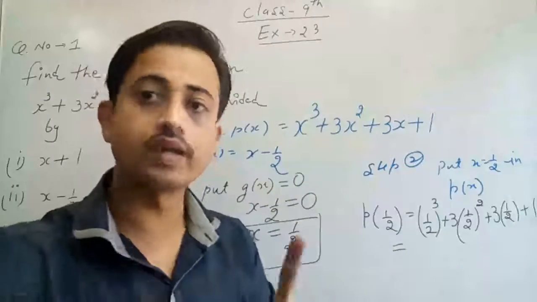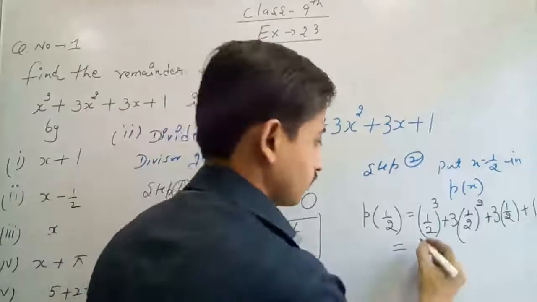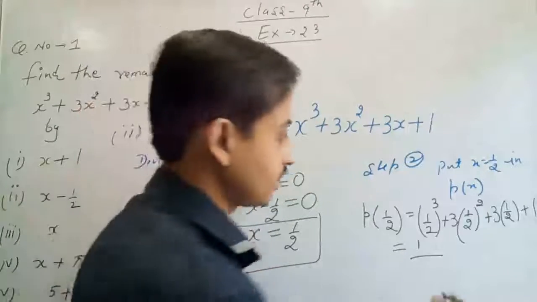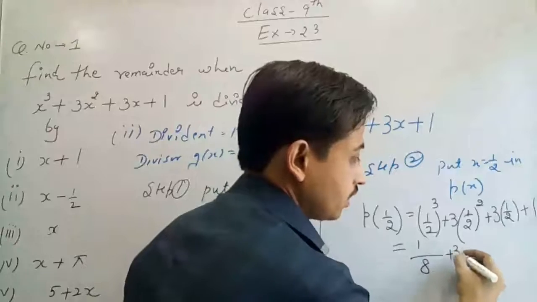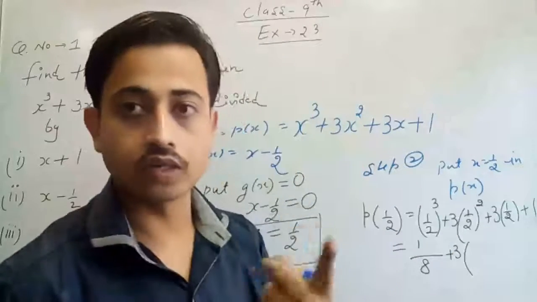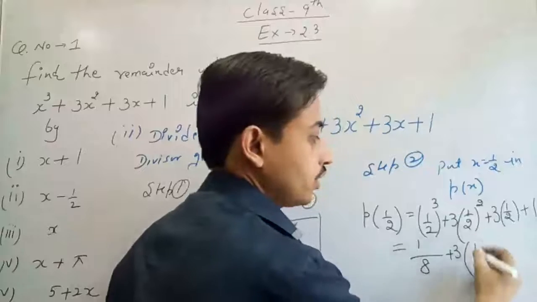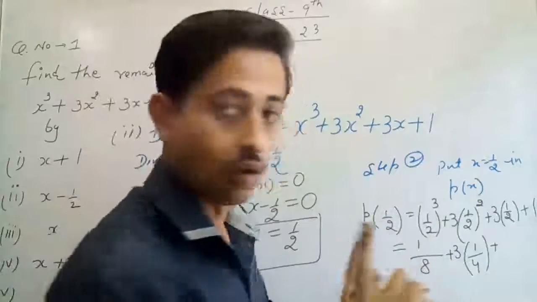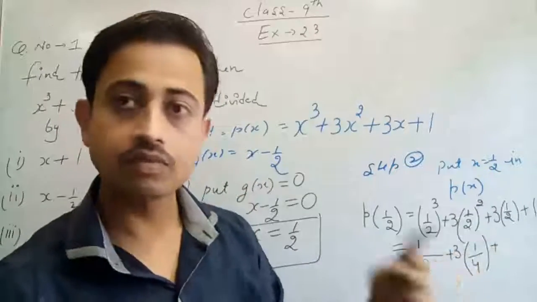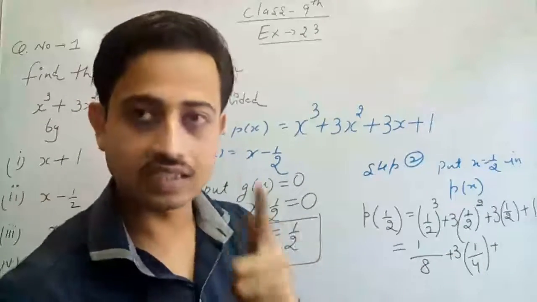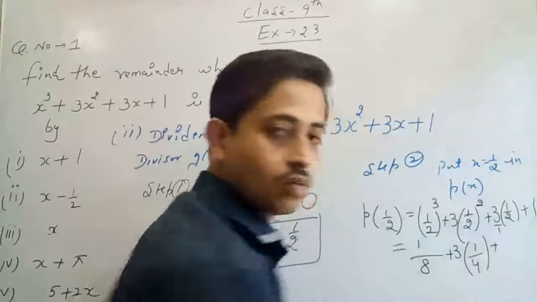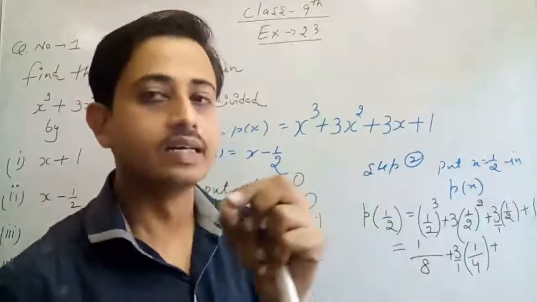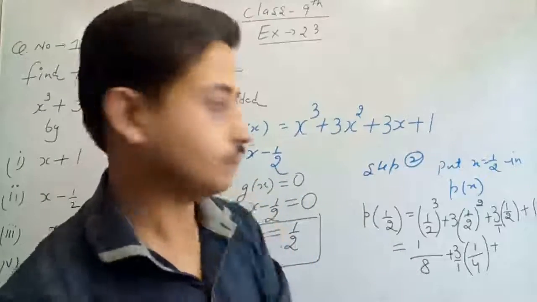1 whole cube means 1 into 1 into 1. We get 1. 2 whole cube, 2 into 2 into 2, 2 4s are 8. We get 1 by 8. Now plus 3. 1 whole square, 1 into 1, 1. And 2 into 2, 4. Now to multiply, we already know if we multiply any number with a rational number, make it also a rational number. That's why I am writing here 3 by 1. Also here 3 by 1, because it makes the multiplication very easy.